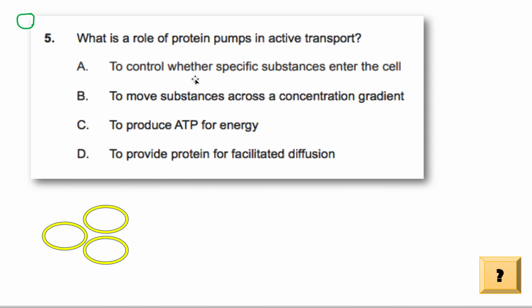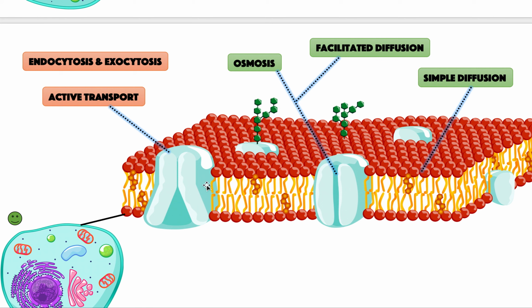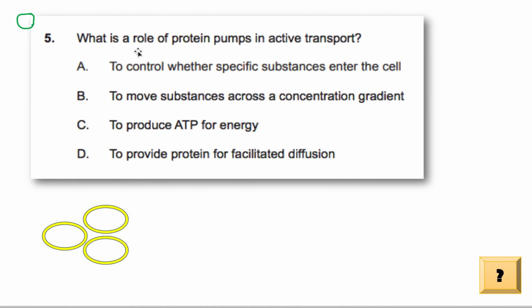Okay, what is the role of protein pumps in active transport? So again, protein pumps are like these things, and they help pump ions from an area of low concentration to a high concentration. So it basically helps move molecules against their concentration gradient from where it's little to where there's a lot. So basically the opposite of simple and facilitated diffusion. So what is the role of these protein pumps in active transport?